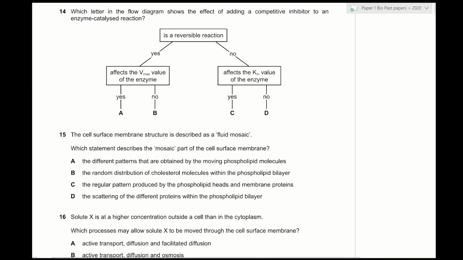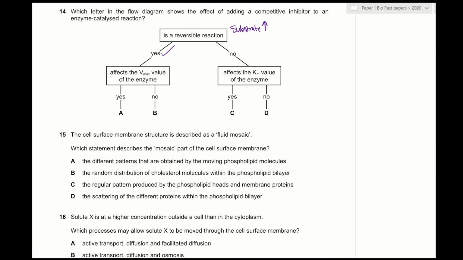Which letter in the flow diagram shows the effect of adding a competitive inhibitor to an enzyme catalyzed reaction? It is a reversible reaction. This is correct, it is a reversible reaction. The reason for this is if we add more substrate to a competitive inhibitor solution, the increased amount of substrate outweighs the competitive inhibitor. Therefore, it is a reversible reaction as long as we increase substrate concentration.